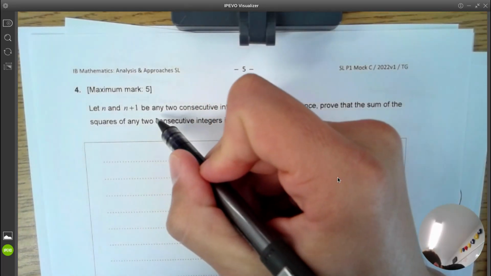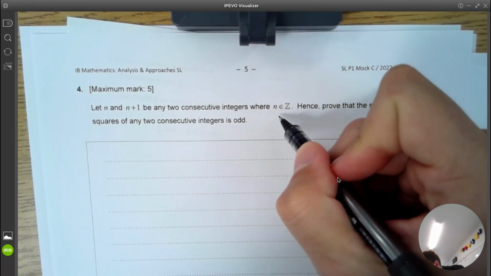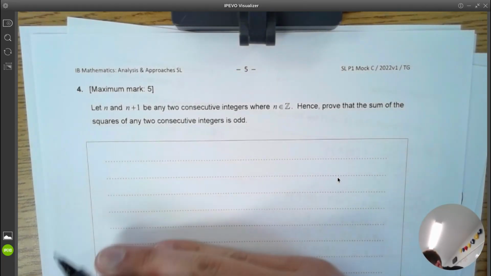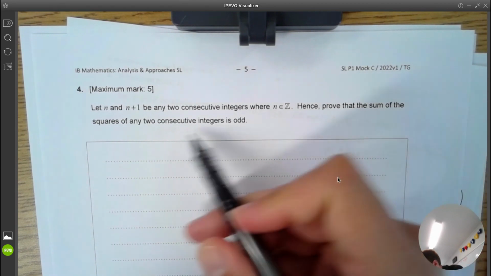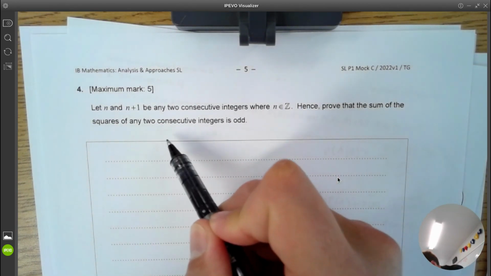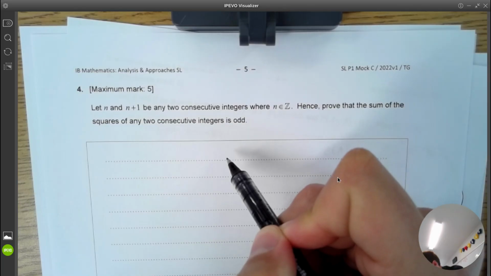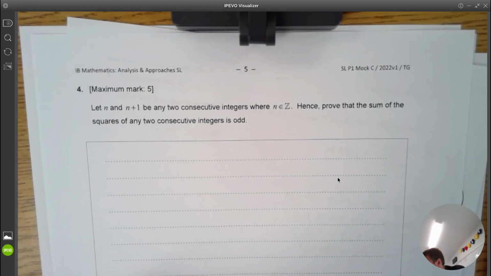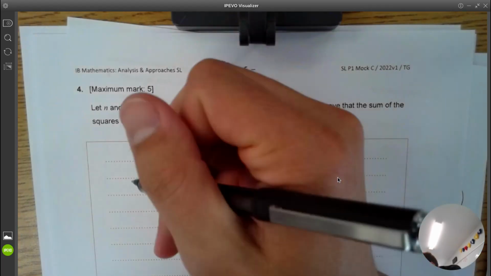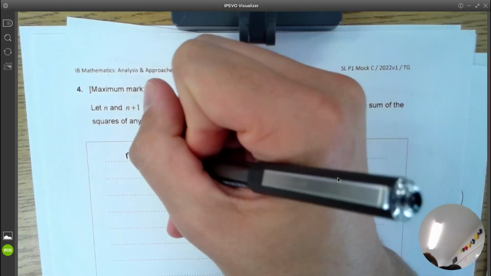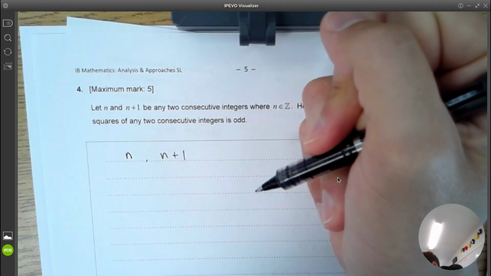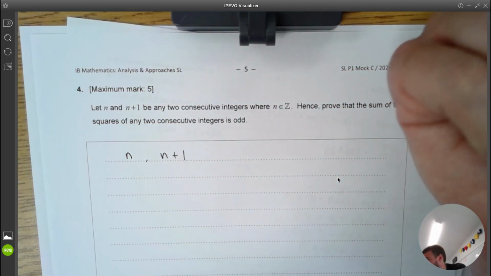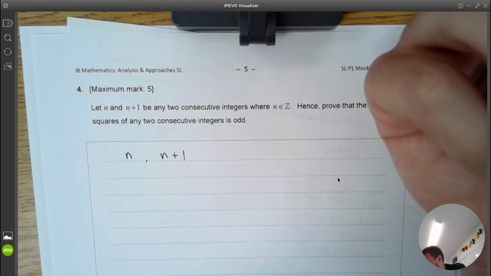Let n and n plus 1 be any 2 consecutive integers. Okay, so that means that they are integers for sure, no fractions, not counting anything irrational. Hence, prove the sum of the squares of any 2 consecutive integers is odd. Okay, so we're just talking about 2 numbers that are next to each other, and we're going to square them, and we need the sum to be odd. Well, if we have n and n plus 1, that means one of them is even and one of them is odd because they're next to each other. So that is for sure.